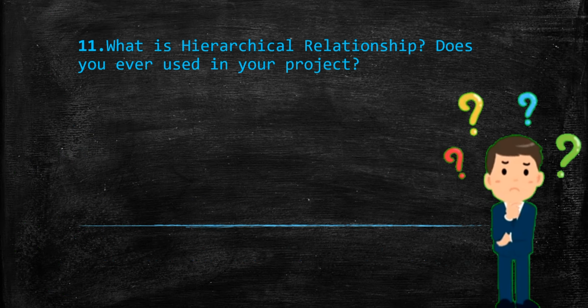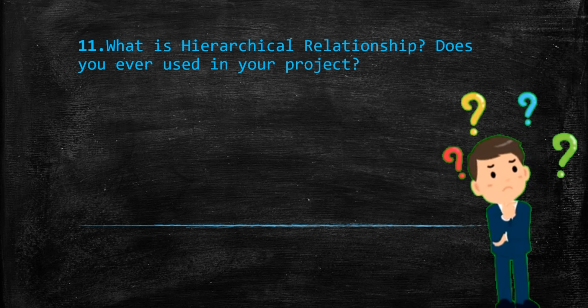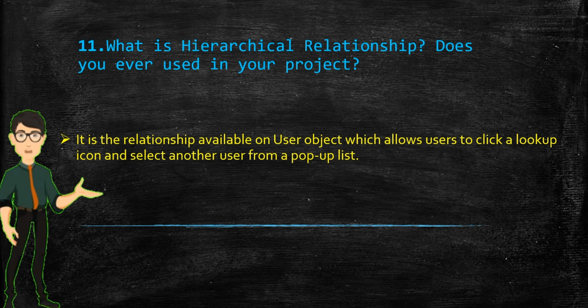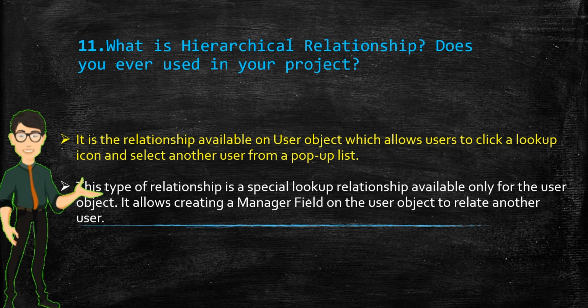Okay. Question number 11 is what is the hierarchical relationship, have you ever used it in your project? It is a relationship available on the user object which allows a user to click a lookup icon and select another user from a pop-up list. This type of relationship is a special lookup relationship available only for the user object. It allows you to create a manager field on the user object to relate to another user. So this relationship acts as a self relationship, because it looks up the relationship between itself.